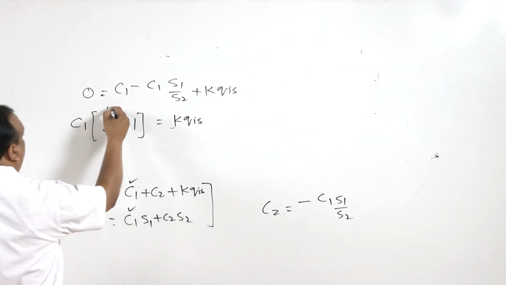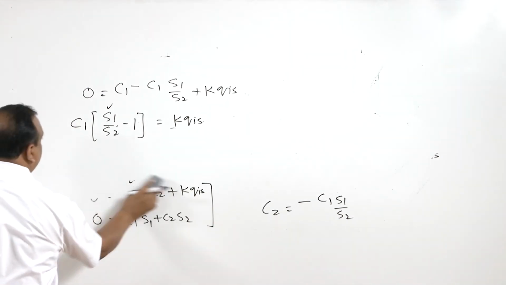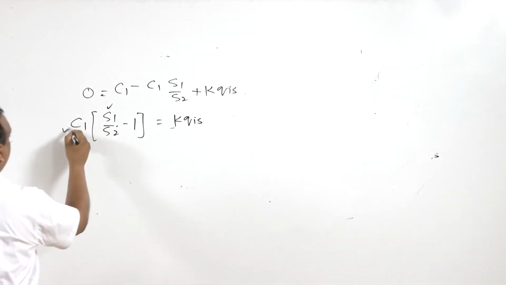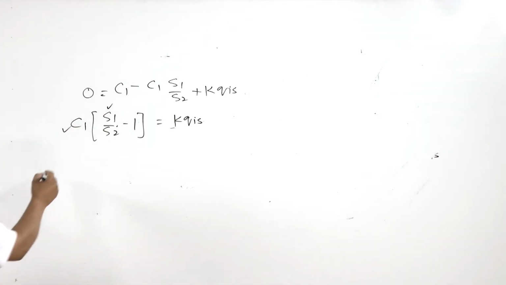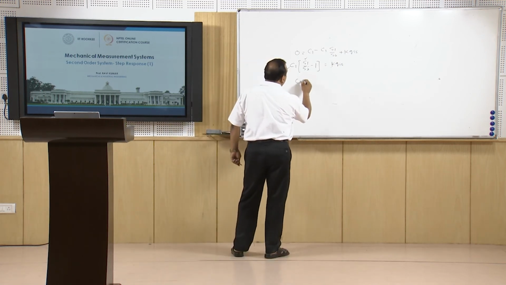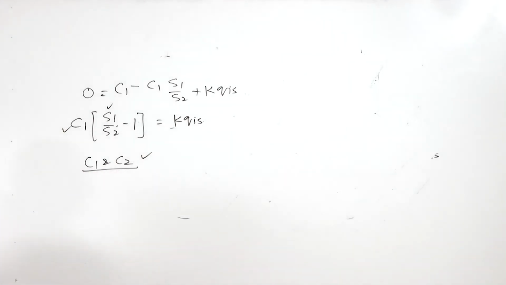S1 and S2 are known to us. By putting the values of S1 and S2, we will get the value of C1, and similarly we can get the value of C2. So this is how we get C1 and C2 by putting in the boundary conditions. When the boundary conditions are put in the original equation, we get a solution like this. We say that the system is overdamped when the roots are real and unrepeated, and in an overdamped system, this is the governing equation.